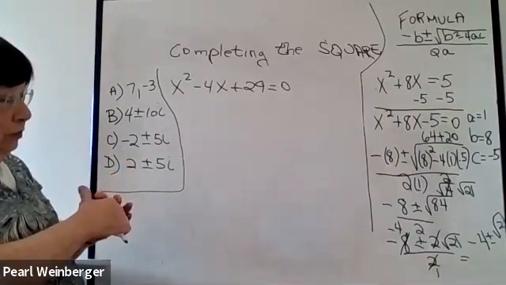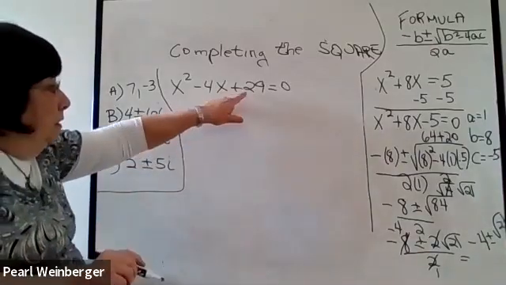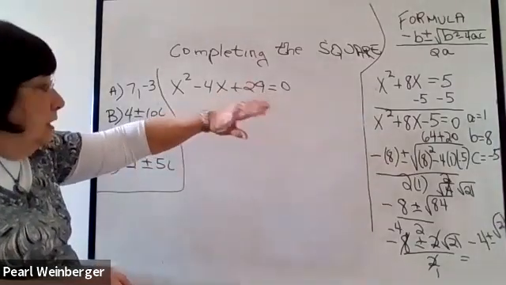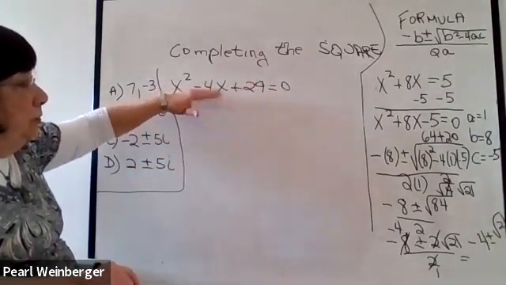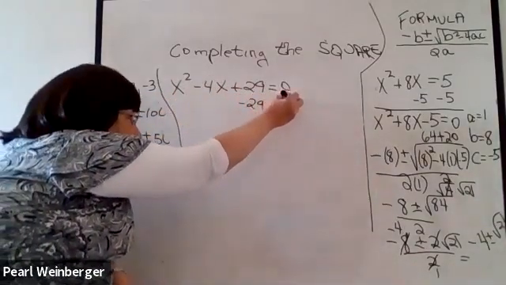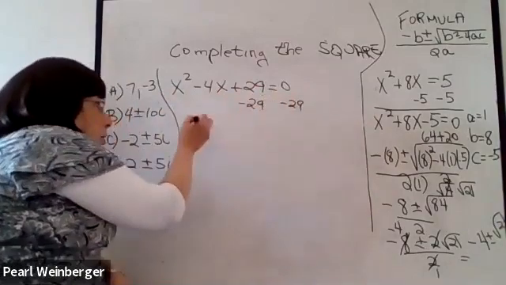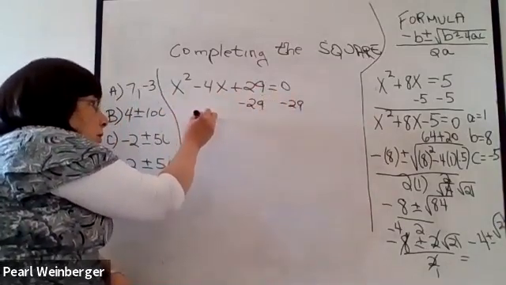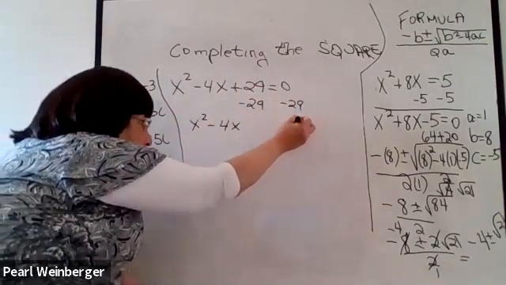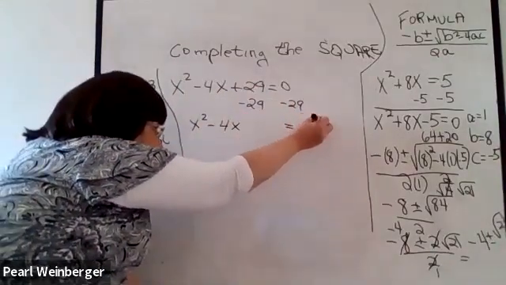So if I want to use the completing the square method, the first thing I have to do is bring the c term to the other side. I can only have the x terms on this side. So I'm going to subtract 29 from both sides, which will give me x squared minus 4x equaling negative 29.